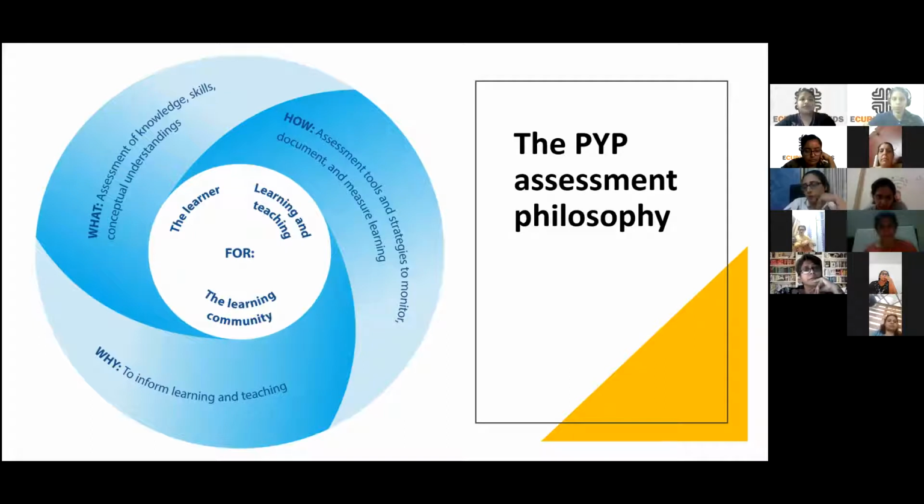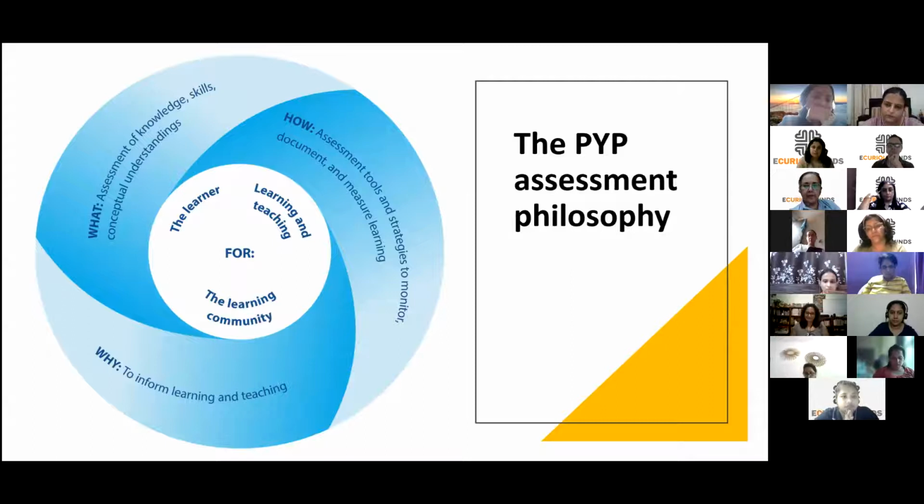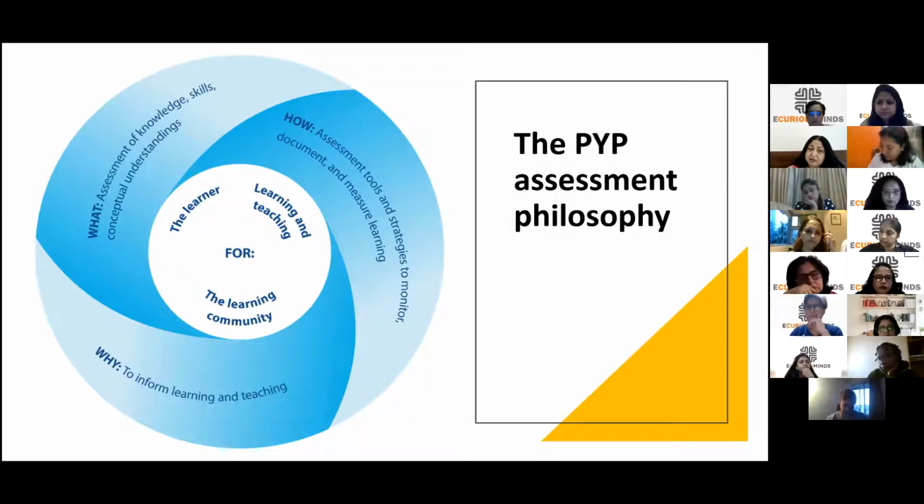Now let's look at this diagram, which comes, of course, from the PYP booklets. So what is the assessment for? It's for the learner to be able to find out where he or she is in the learning process, what has been learned, and what it is that they need to learn more, so to be able to set smart goals or smarter goals.